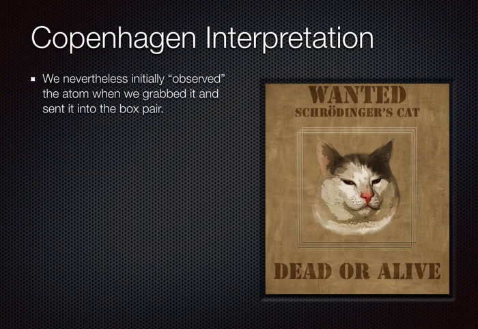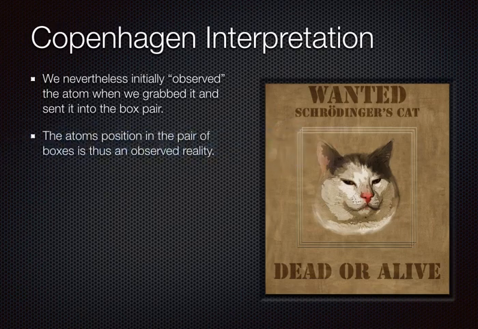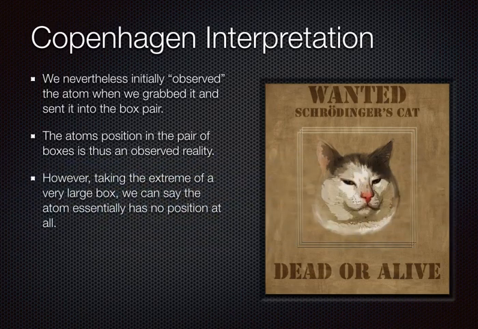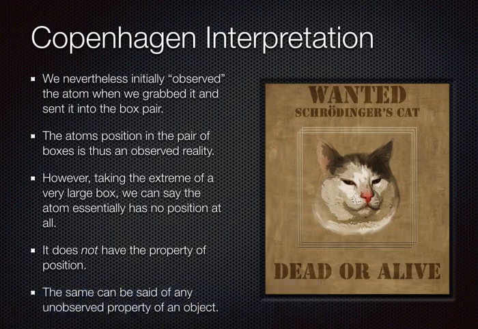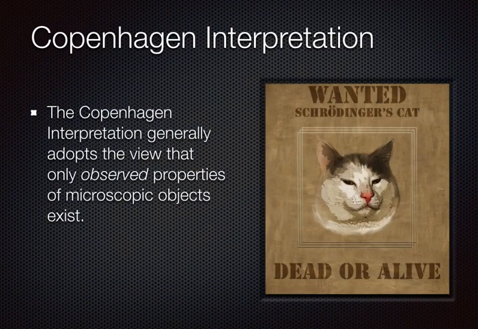we nevertheless initially observed the atom when we grabbed it and sent it into the box pair. The atom's position in the pair of boxes is thus an observed reality. However, taking the extreme of a very large box, we can say the atom essentially has no position at all. It does not have the property of position. The same can be said of any unobserved property of an object. This all goes back to the Heisenberg uncertainty principle. The Copenhagen interpretation generally adopts the view that only observed particles of microscopic objects exist.